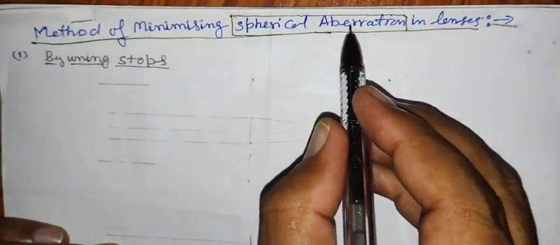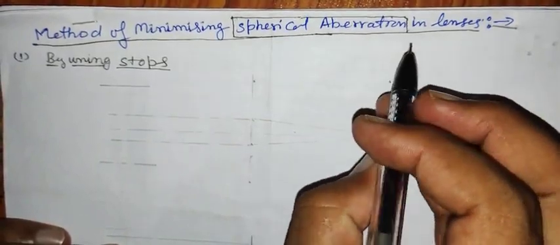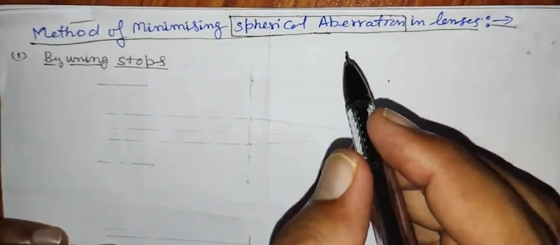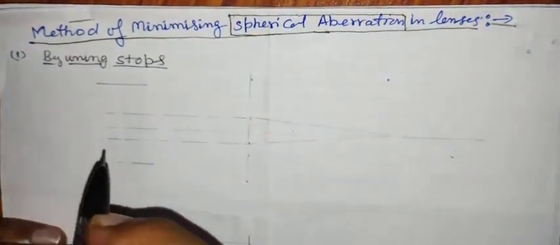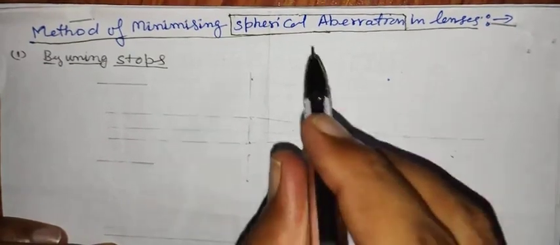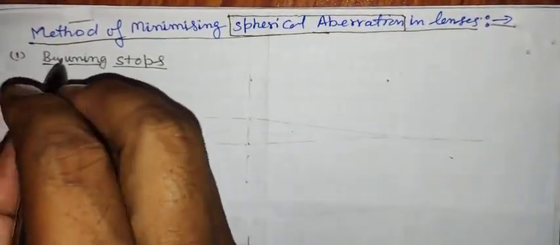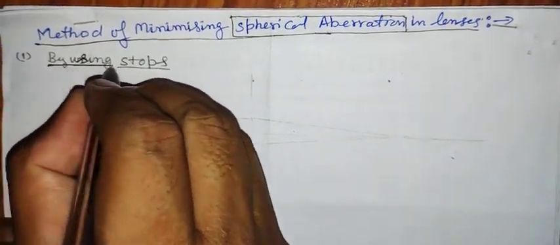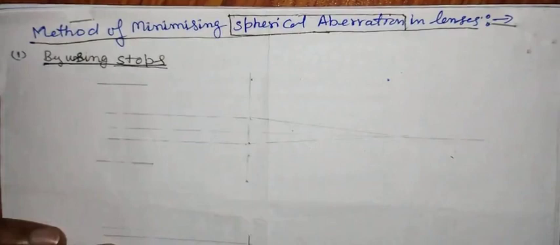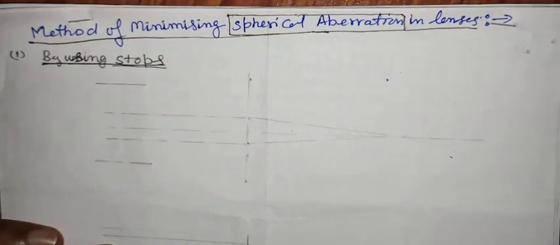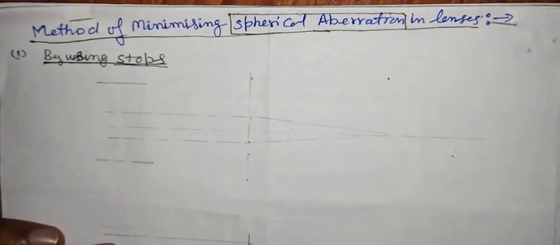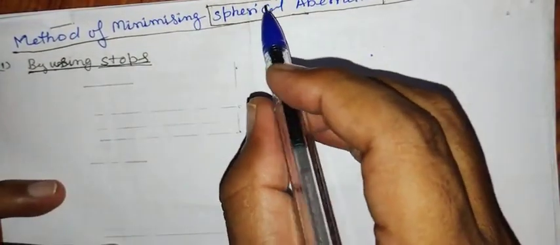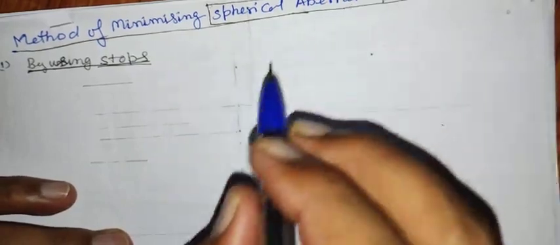To remove this type of defect in the image formed by lenses, we have several processes through which it is minimized. The first process is by using a stop. How are we doing this, and how can we remove spherical aberration by this?